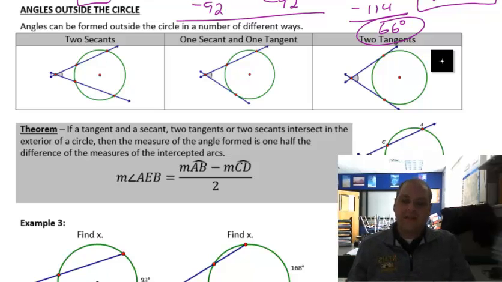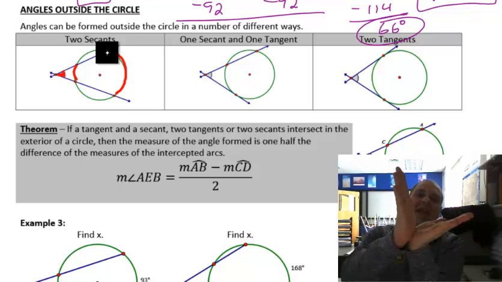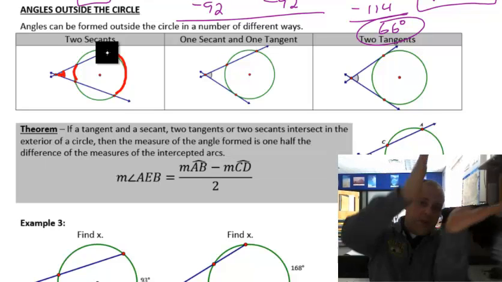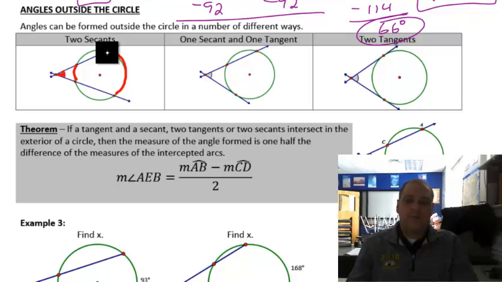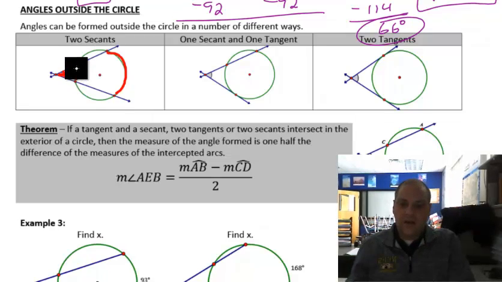The bottom line is you have intercepted arcs. So look, I'm gonna mark the intercepted arcs. Here's 2 secants. Here's the angle outside, right? There's the angle. And here's one intercepted arc, and here's the other intercepted arc. Basically the arcs that are in between those secants. So this arc here and this arc here. Darken those on your paper like I am. Those are my intercepted arcs.